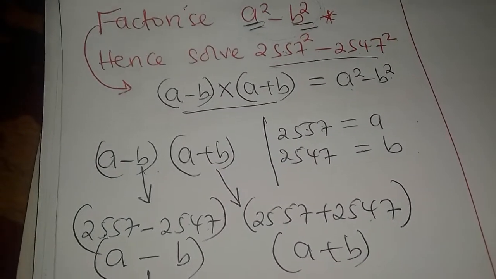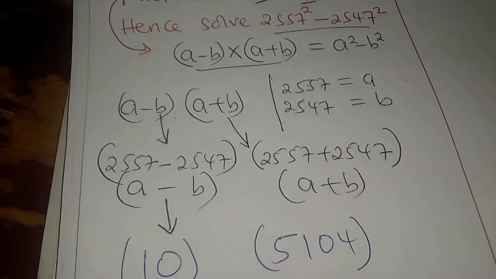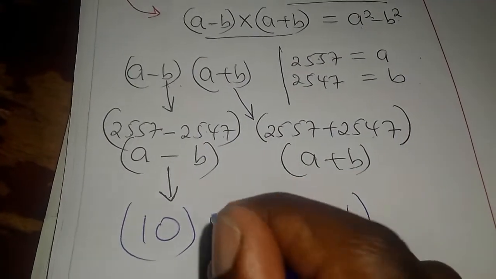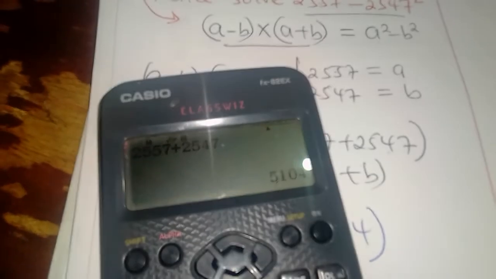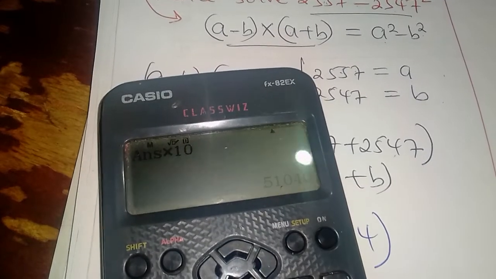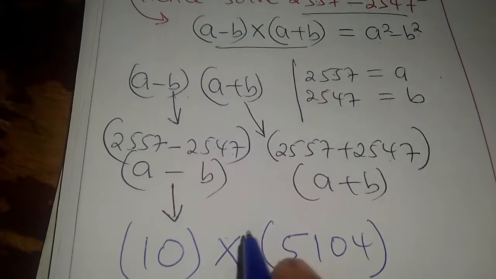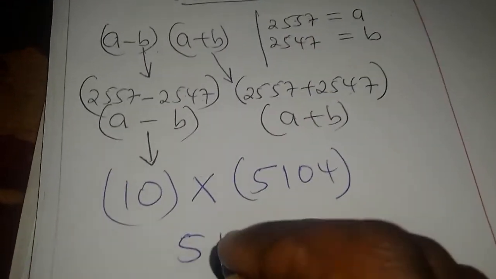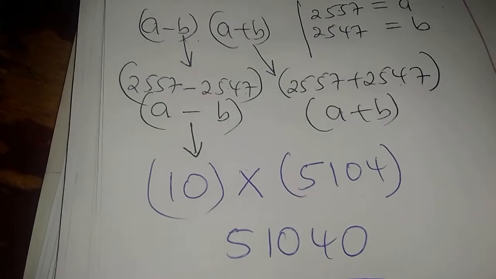So I have 5104. What remains in this case is to multiply the two. So I'm going to say 5104, my answer, times 10. That gives me 51,040. So 51,040. That one becomes my final answer.